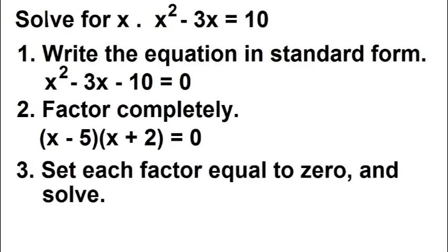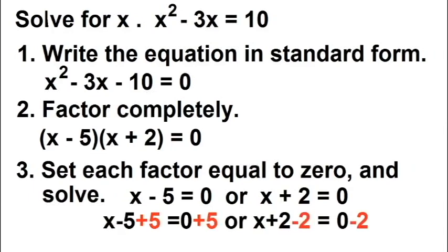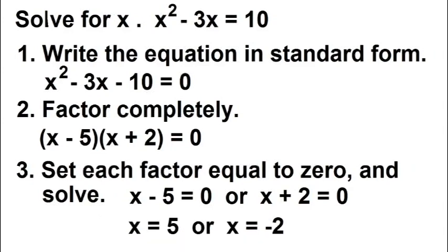Next is set each factor equal to 0 and solve. x minus 5 equals 0, or x plus 2 equals 0. By using the properties of equality, x equals 5 or x equals negative 2.